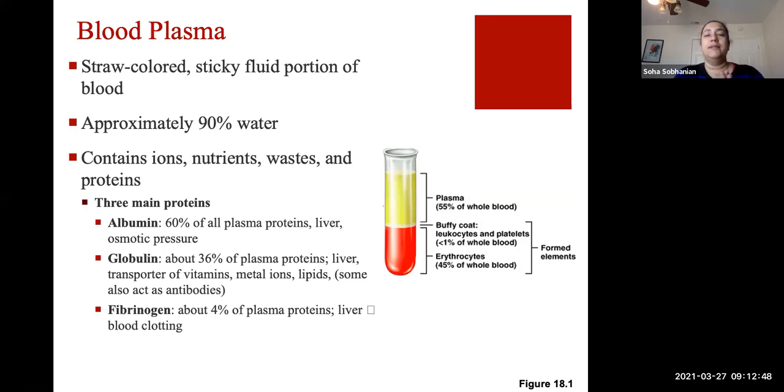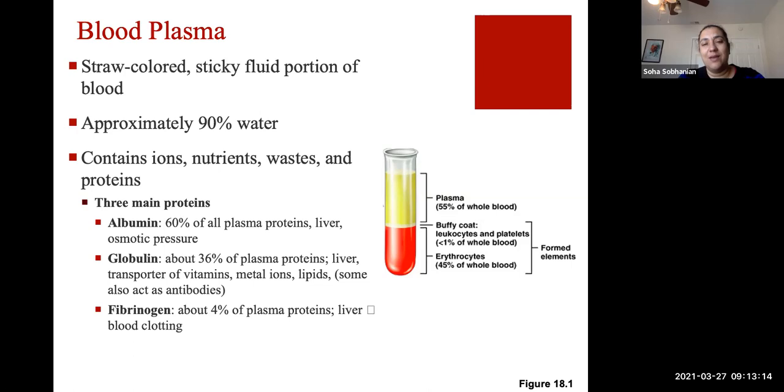Now, what is the other 10% of your blood? It has ions like sodium, potassium, calcium, chloride. It has nutrients like your glucose, again, your cholesterol, your triglyceride, your proteins are just flowing in there. And it has waste product. And again, anytime you hear the word waste, we're not talking about poop, guys, in this case.